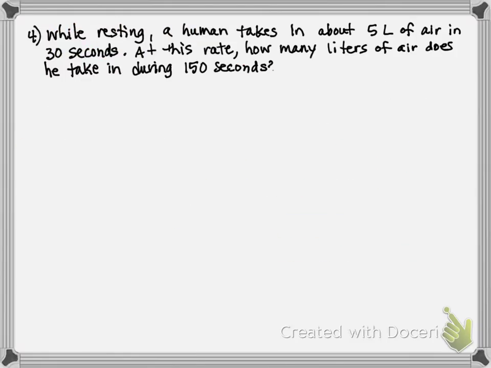Okay, while resting, a human takes in about 5 liters of air in 30 seconds. At this rate, how many liters of air does he take in during 150 seconds? So I've got liters of air, seconds. Liters of air, seconds. So what I'm going to do is try a ratio table on this problem. So I've got air, which is measured in liters, and I've got seconds.